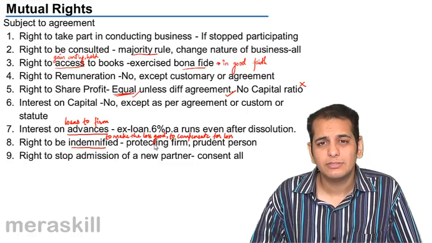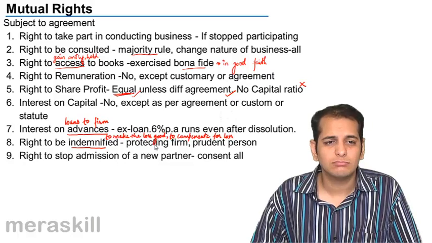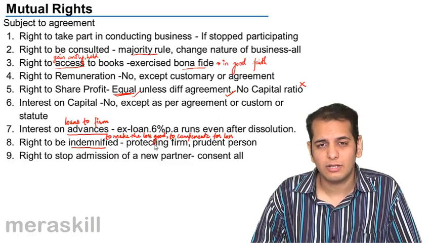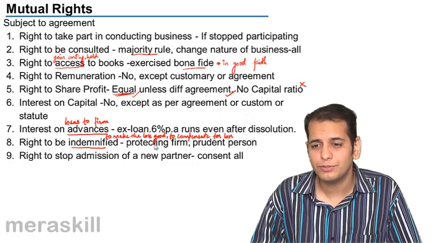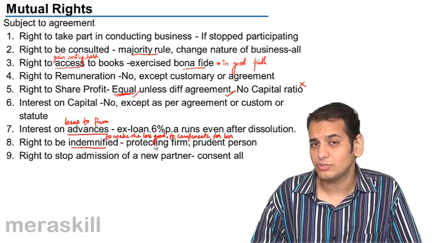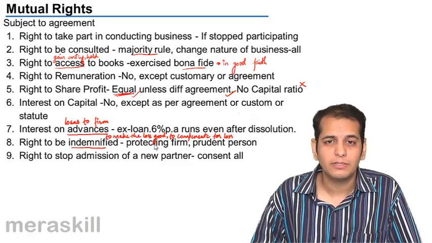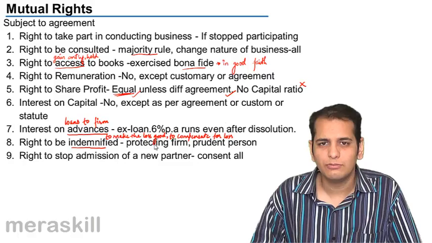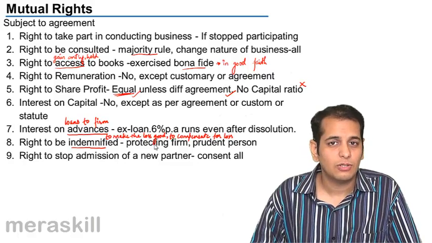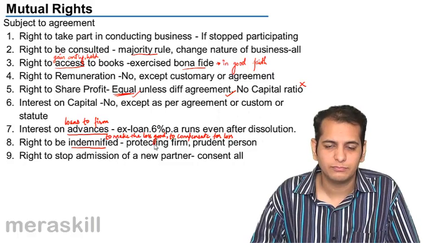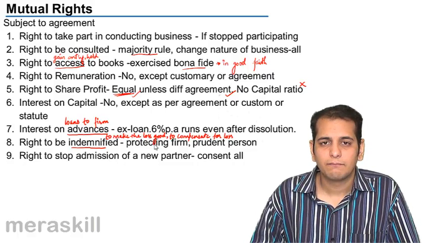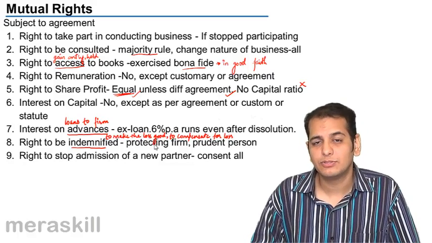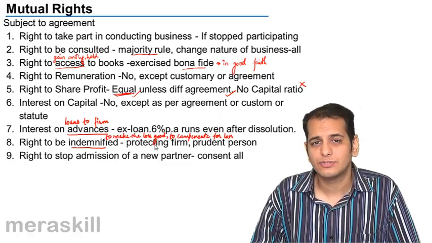Because partnership is based on faith and trust. So if partners do not have trust amongst themselves, or they think a new person who's coming in is not trustworthy, they might stop his admission. They might say, I'm not comfortable with that person, so I cannot allow his admission into the firm. Okay, so every partner has the right to stop the admission of a new partner, because the trust factor is very important.